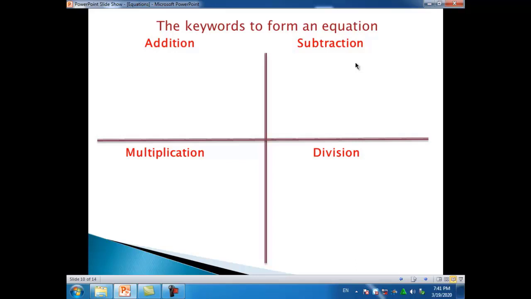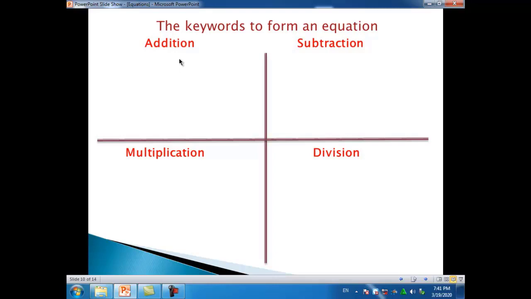Now, if we finish from our equation, I need to let you know some keywords to form an equation. Here we will learn how to form an equation and how we can do our operation in this equation. As we can see, there are the 4 main operations that we have studied: addition at the first, subtraction, multiplication, and division. There are different keywords for each operation. When you see these keywords, just put the sign.